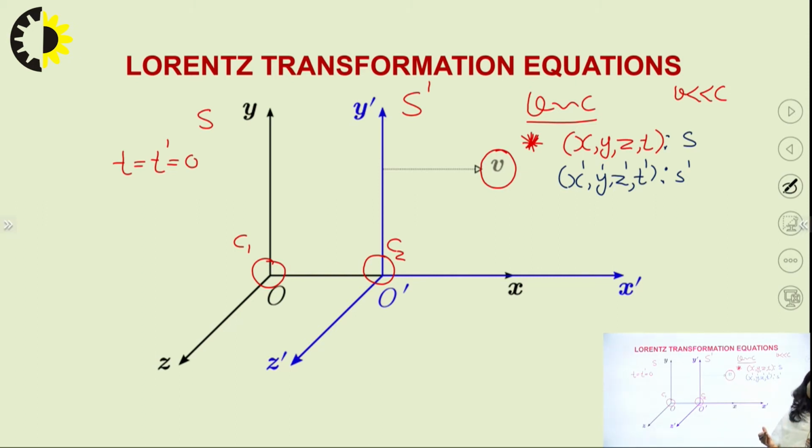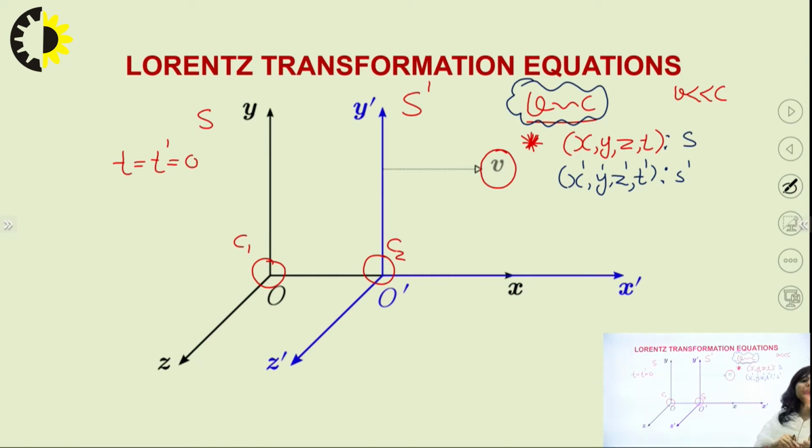Means you have to transform X in terms of X dash, Y in terms of Y dash, Z in terms of Z dash, T in terms of T dash. And as you can see here, 4 coordinates are there. So there will be 4 equations, as you were getting in classical mechanics with the Galilean equations. Similarly you will get 4 equations here. But the difference is mainly because of this particular factor. This factor is going to change the entire scenario.